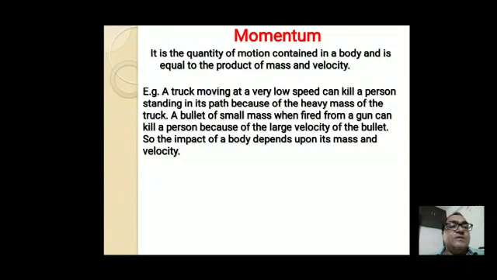Now the second example. A bullet of small mass when fired from a gun can kill a person because of the large velocity of the bullet. Students, here the velocity is very large but the mass of the bullet is very small, but still it can kill a person if the bullet is fired, because it is fired from the gun at a very high speed. So the impact of a body depends upon its mass and velocity. That quantity is called momentum.